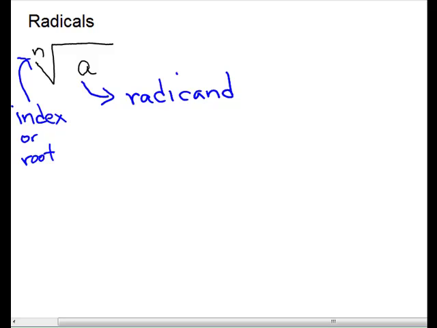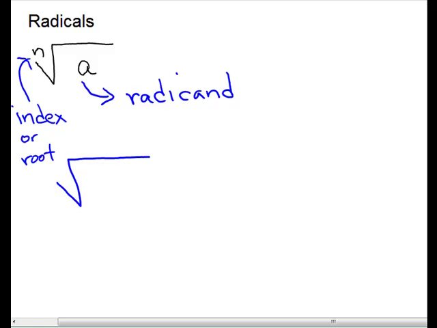If you have a square root symbol, you won't see a number here. The square root is so common, it's the one where there is no number. So that would automatically be looking to reverse something to the second power. Otherwise, it will have the index or the root there.